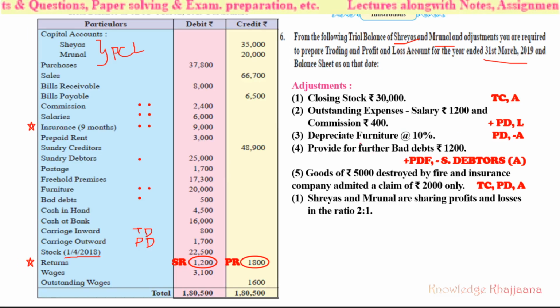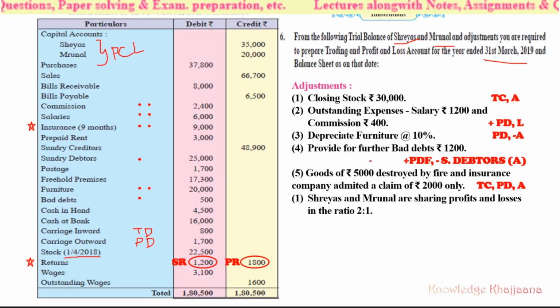Then depreciate furniture at 10%. Okay, so depreciation is an expense. So on the profit and loss account debit side against furniture we will make 2 marks. Furniture, 2 marks we have made. And the second effect will go to the asset, that much depreciation will get deducted from the asset. So second effect, minus asset.